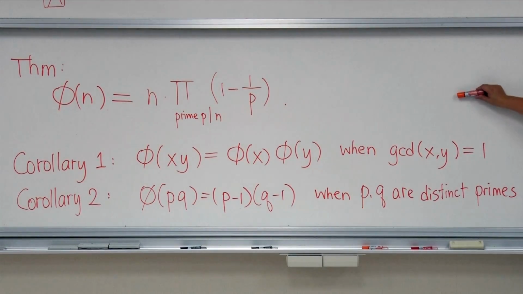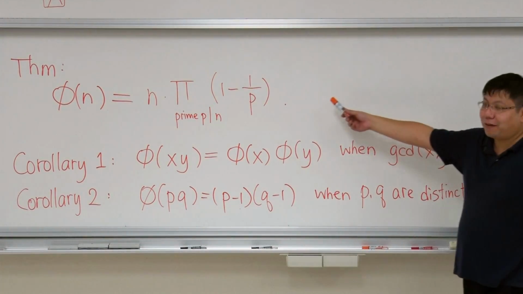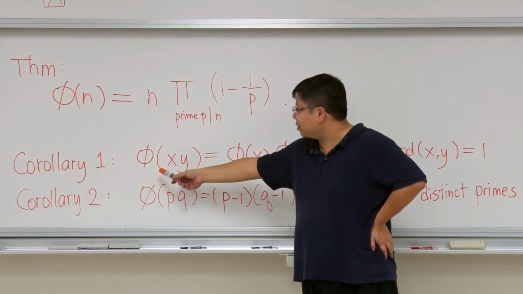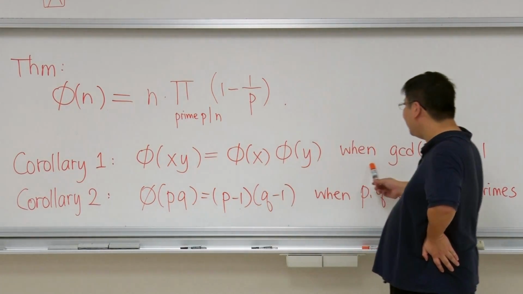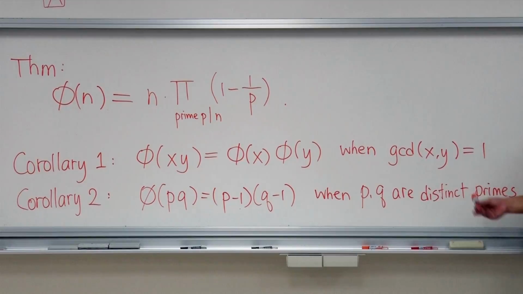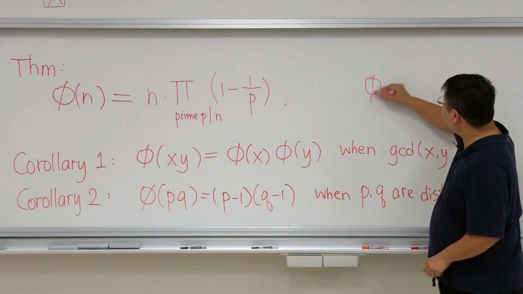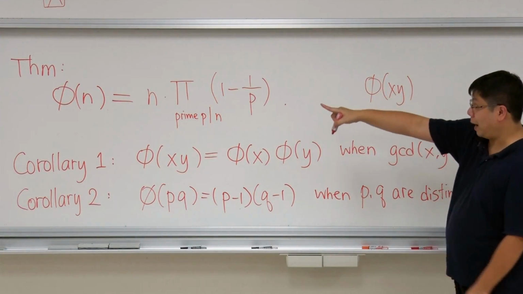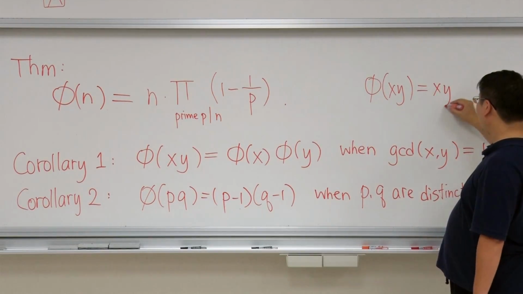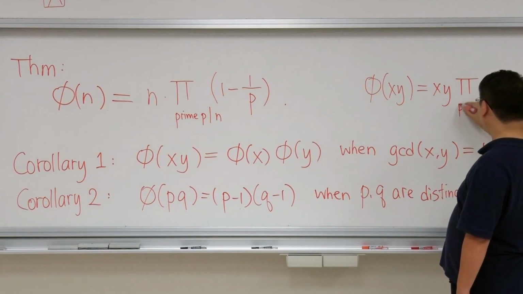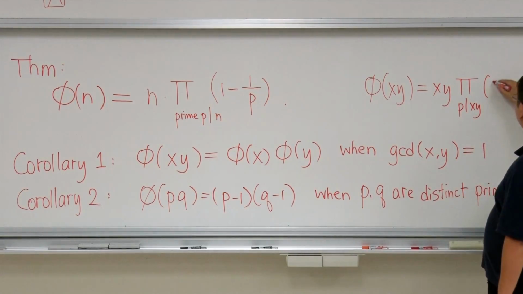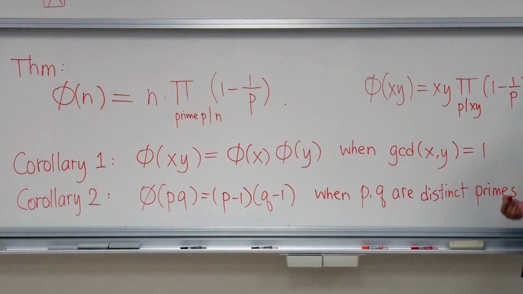So here we have talked about this Euler theorem, and then two simple corollaries. First of all, we can argue that this phi function is a multiplicative function, so that phi(xy) is equal to phi(x) times phi(y), when the GCD of x and y is equal to 1. It's very simple. It's because phi(xy) by this one is equal to x times y times the product of any prime p that divides xy, 1 minus 1 over p, right? But they don't have any common factor.